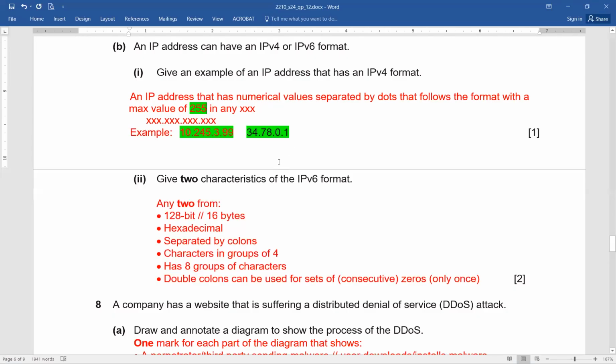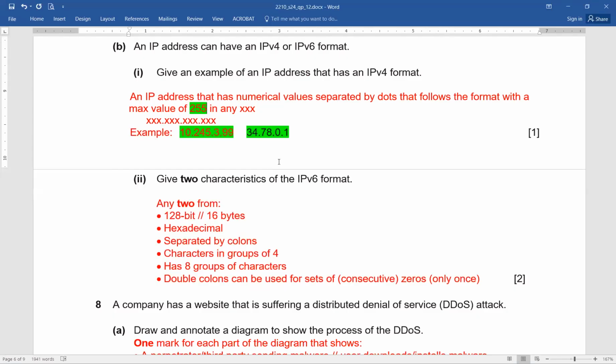Any issues? Okay, part 2. Give 2 characteristics of the IPv6 format. By the way, just recall, what is IPv6? I think we have been talking about 128 bits, or anyone can say 16 bytes. That's perfectly okay. The values are separated by colons.